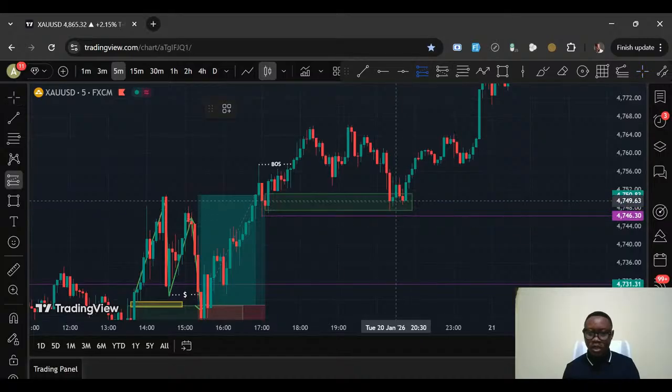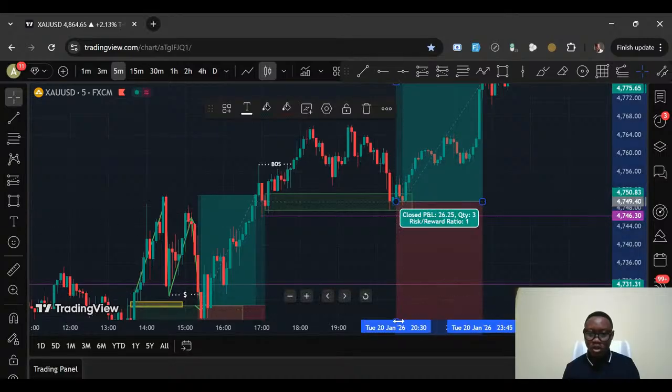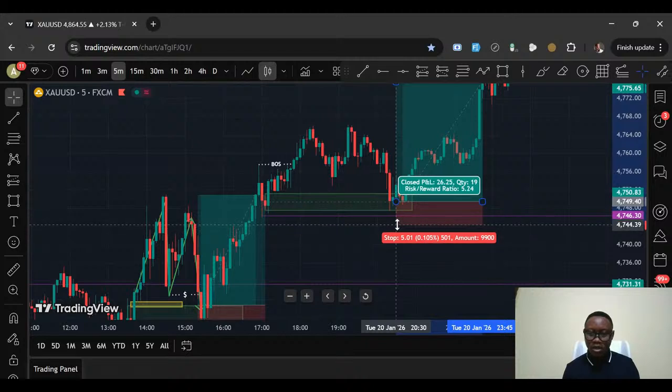So as you can see, even if we are taking our entry here or at the 50 percent level of my order block zone, our SL would be somewhere around here, right?